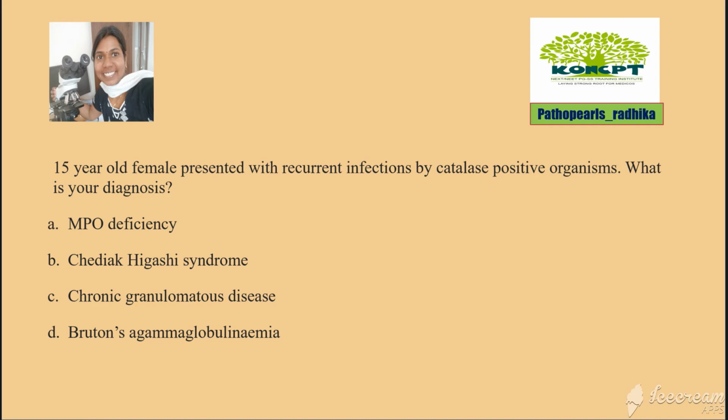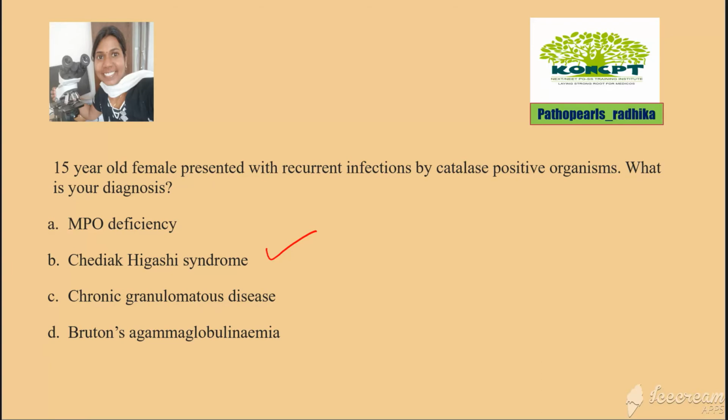So today's question is: a 15-year-old female presented with recurrent infections by catalase positive organisms. What is your diagnosis? Okay. So yesterday we saw about Chediak-Higashi syndrome, which is due to defective phagolysosome fusion.